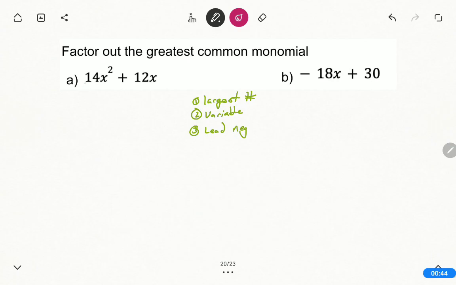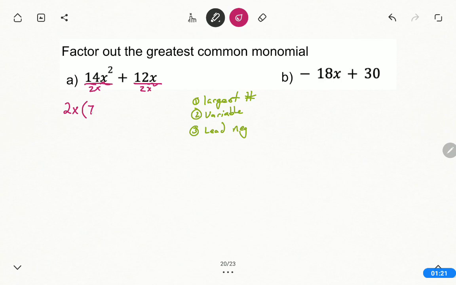So those are the three things you want to identify when trying to find out what you pull out. In this case, the largest number that goes into both 14 and 12 is 2. And we do have an x in both. The lowest exponent we have is x to the first, so we're going to pull out x to the first. And since the leading coefficient, or the 14 there, is not negative, we will not pull out a negative number. We've identified that 2x is our greatest common monomial. So we're going to divide each term by 2x to finish it off.